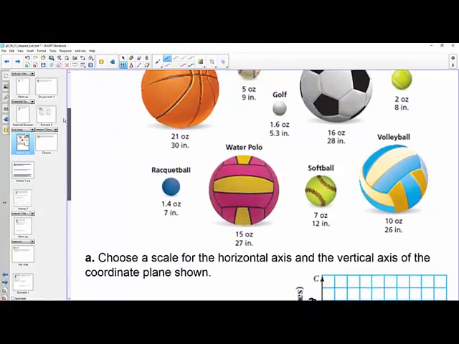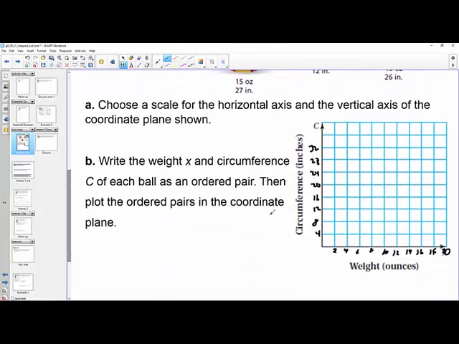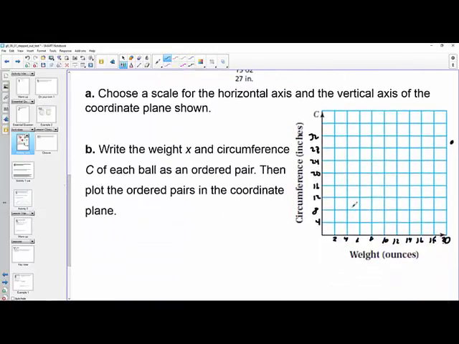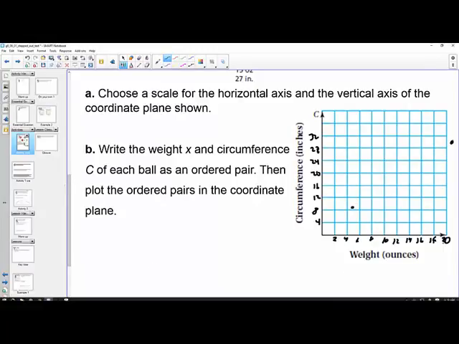So my first one is 21, 30. So I'm going to go to 21, which is over here somewhere, and 30, which is up here. So I'll put it out. And my next one is going to be 5 and 9. And I'm just going to keep on plotting these out until I get all of them.